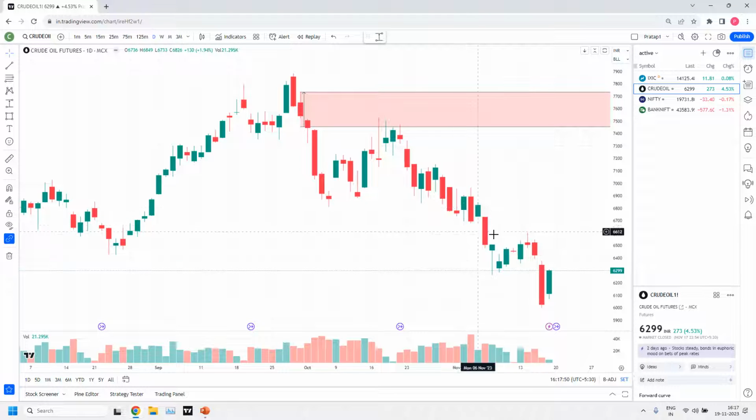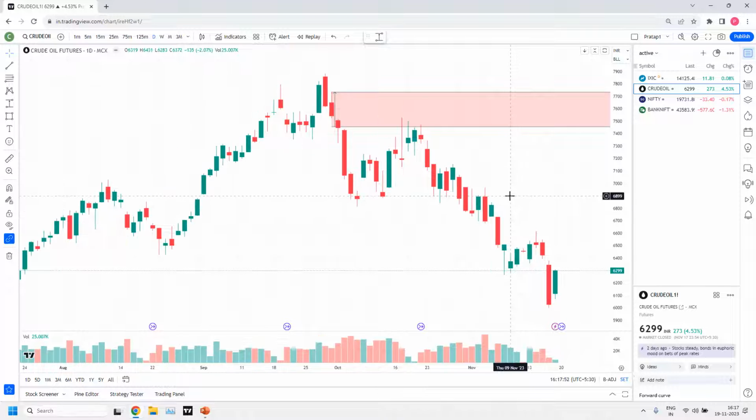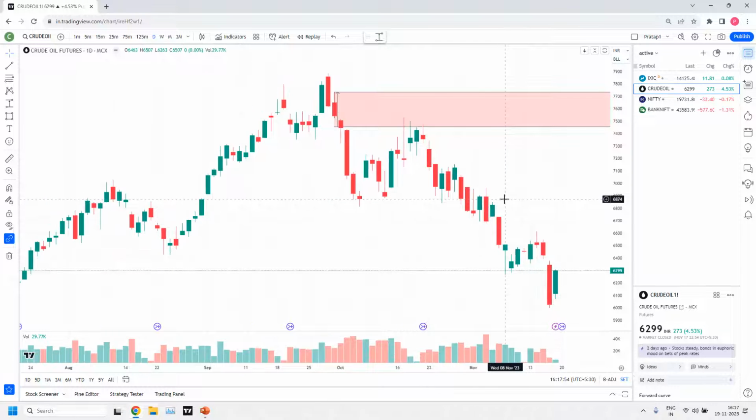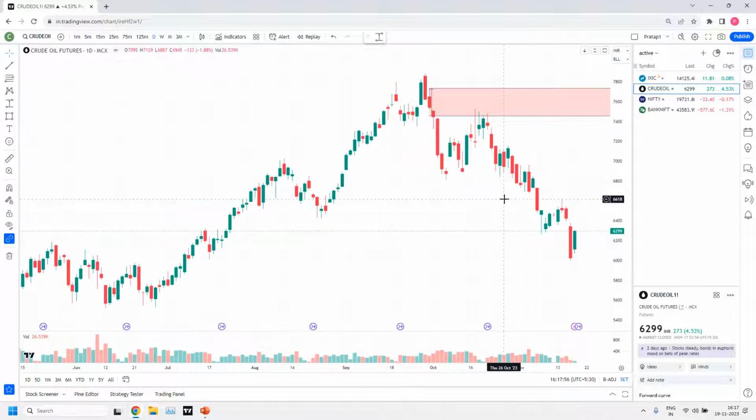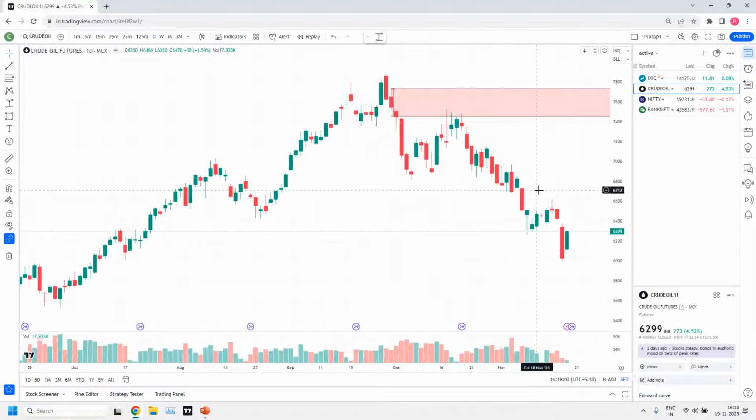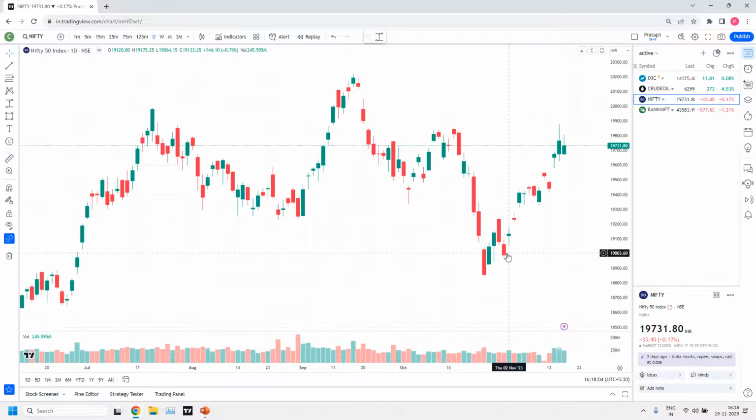And let us draw one more supply zone. Let me look into some other chart. Let us get into Nifty.